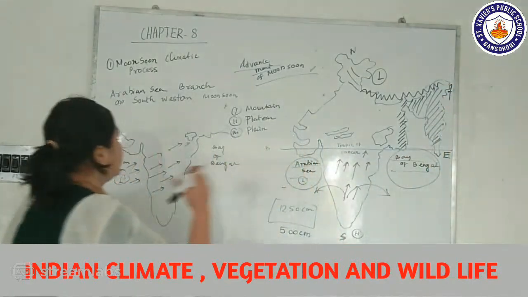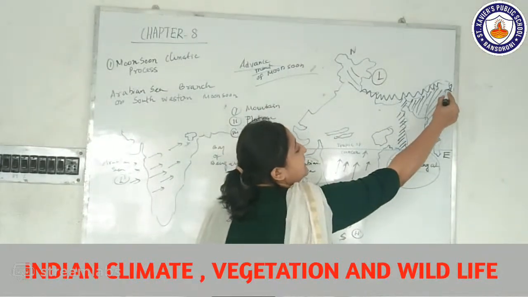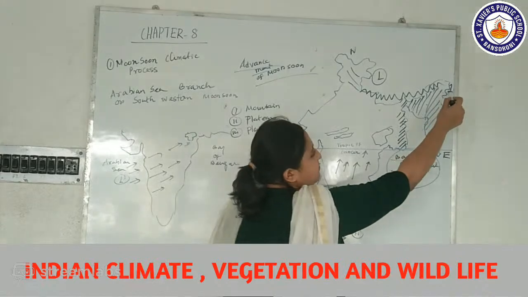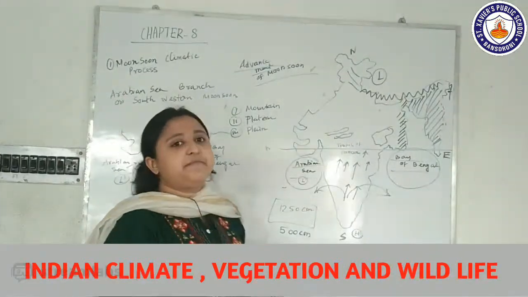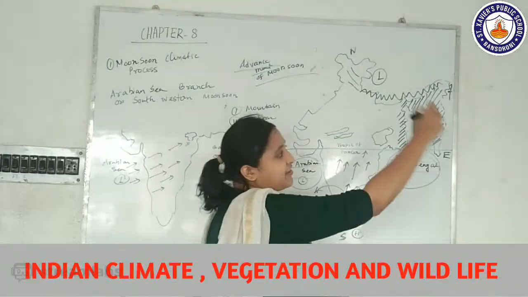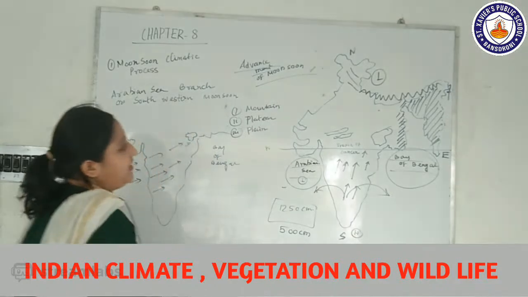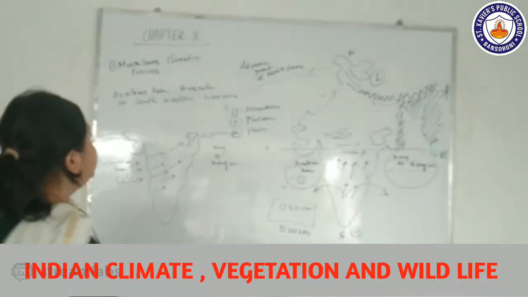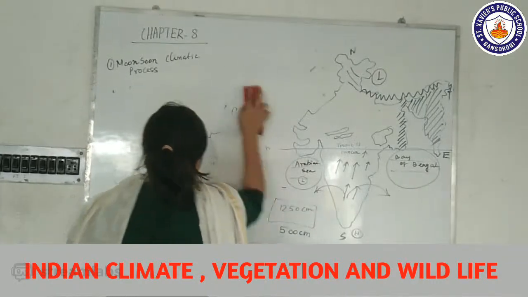But in the last week of September, the wind retreats from the northeastern part and gets back to its original place, right? So retreat means fire asha, or back to its original position, right? Okay, so now we will focus on the retreating of monsoon. I think it's clear to all of you.